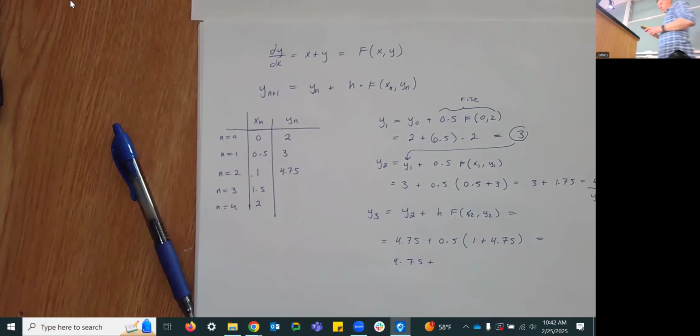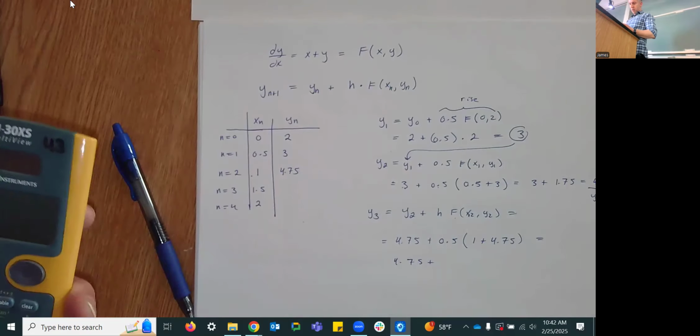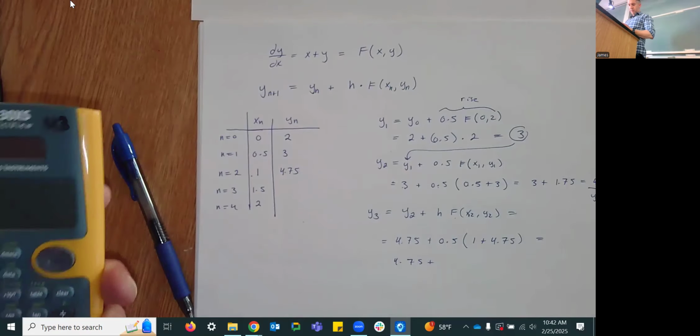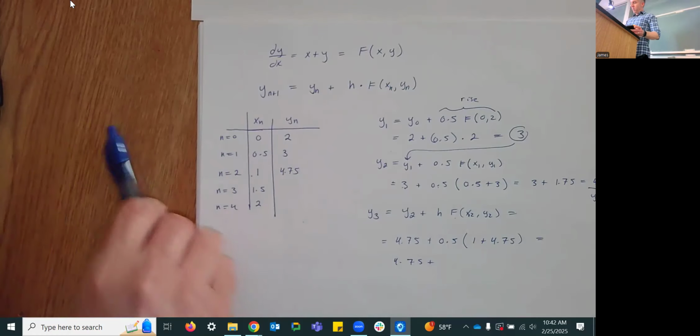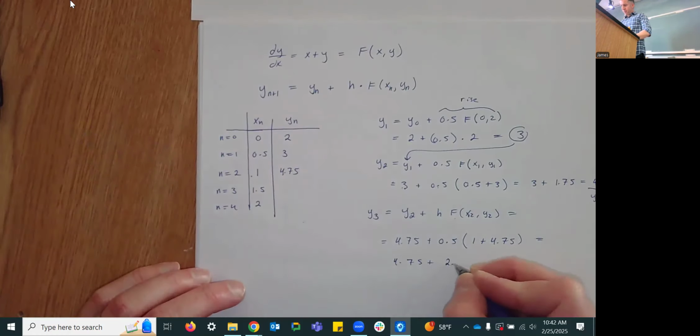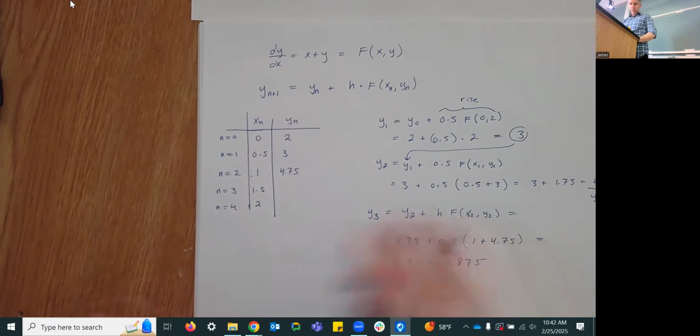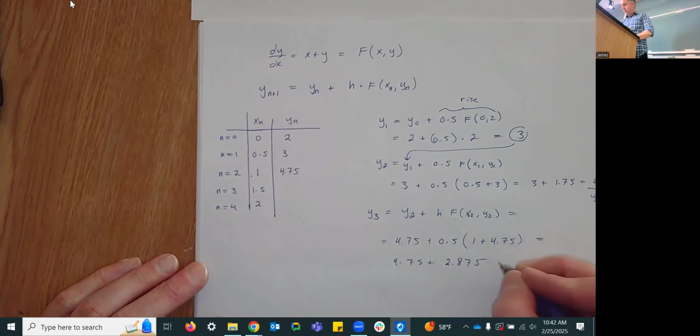Let's see. So 0.5 times 5.75, 2.875. We add 4.75 to that, you get 7.625.